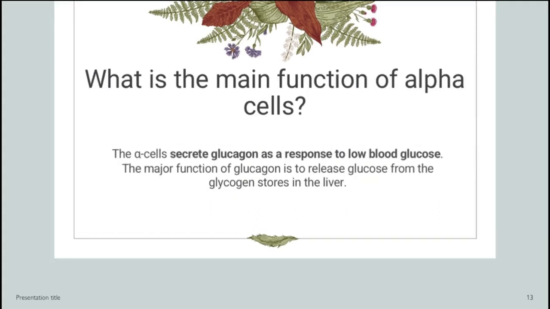What is the main function of alpha cells? The alpha cell secretes glucagon as a response to low blood glucose. The major function of glucagon is to release glucose from the glycogen stores in the liver.